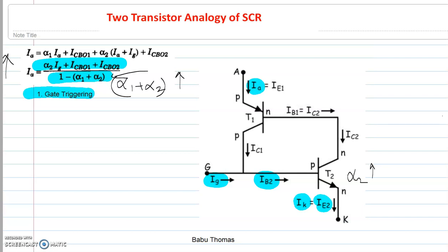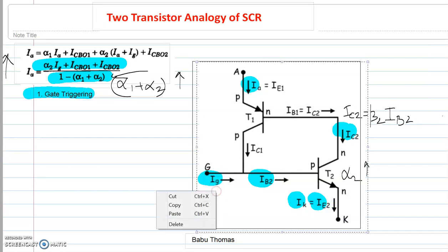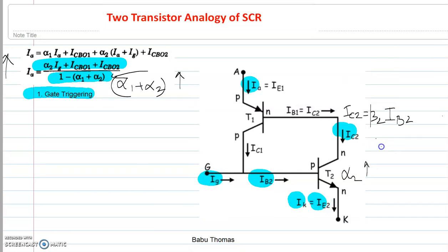So this collector current IC2 now comes into existence, and that IC2 is nothing but beta 2 times IB2. Now this IB2 is again nothing but IG, and therefore I can write IC2 is equal to beta 2 times IG. So this amplified current IC2 will be serving as the base current of the transistor T1. Therefore the transistor T1 also gets into operation.